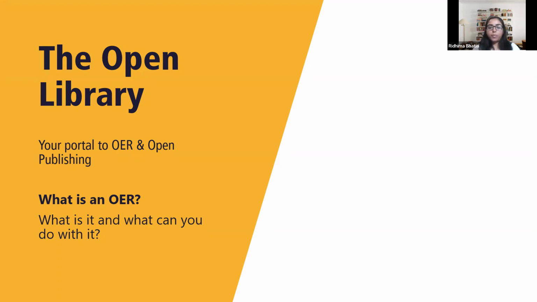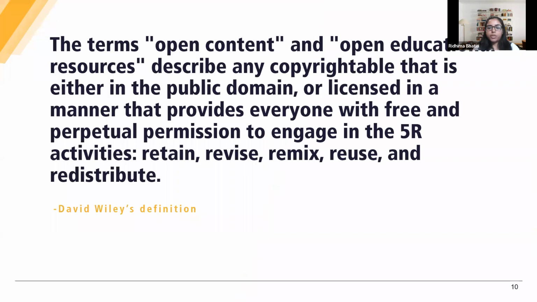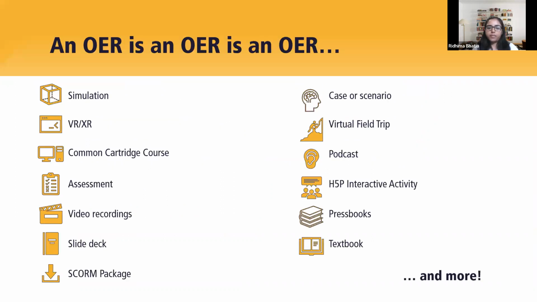The terms open content and open educational resource describe any copyrightable work that is either in the public domain or licensed in a manner that provides everyone with free and perpetual permission to engage in the 5R activities, that is, retain, revise, remix, reuse, and redistribute. This is the most common definition, by David Wiley. So let's talk a little bit about these 5R activities.